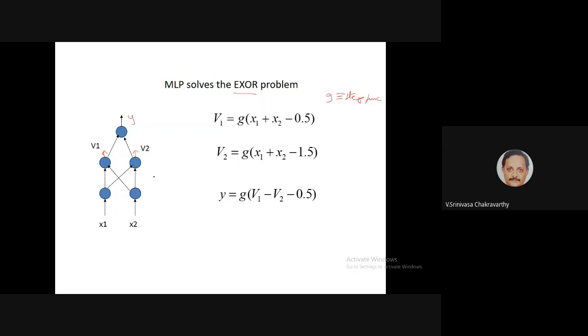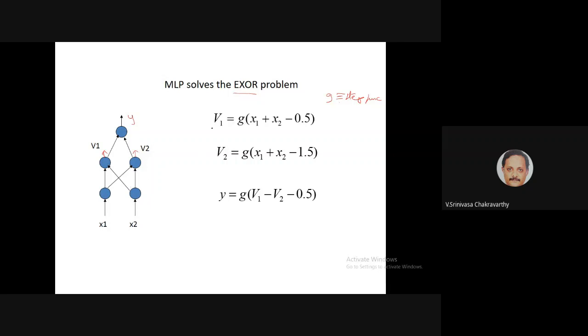So consider an MLP which has a single hidden layer. It has two inputs, x1 and x2, then a single hidden layer which has two neurons, and then the single output neuron. The outputs of the hidden neurons I'll call V1 and V2. The output of the output neuron I call Y. Now there's some bunch of weights here, and I will now define the input-output relationships of all these neurons like this.